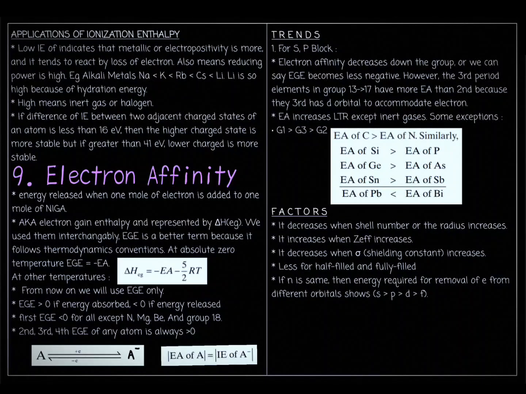What does that mean? What is reducing? Reducing means supplying electrons to somebody and losing electrons yourself. So if the process of losing electrons yourself is not that difficult for you, which means low ionization enthalpy, then you have a high reducing power. That is obvious. And for example, alkali metals have this order of reducing power.